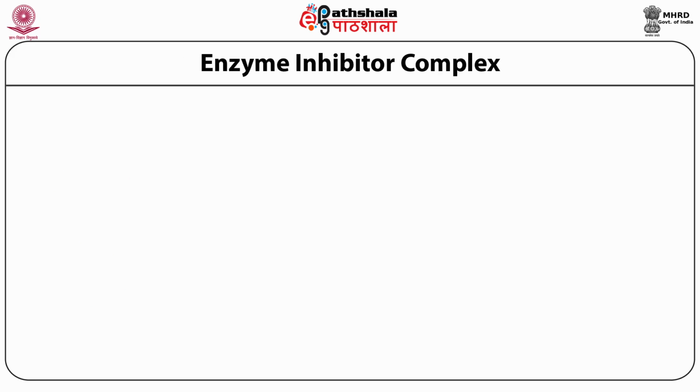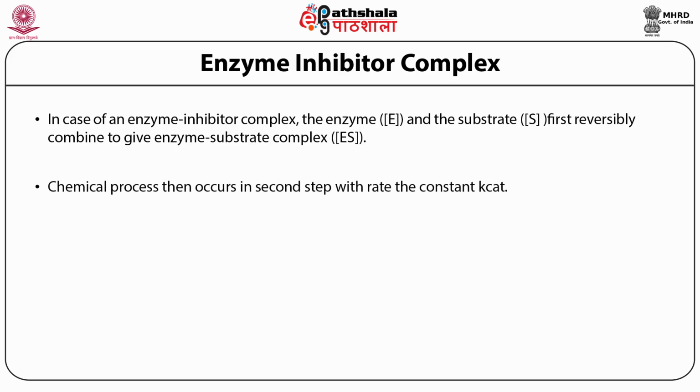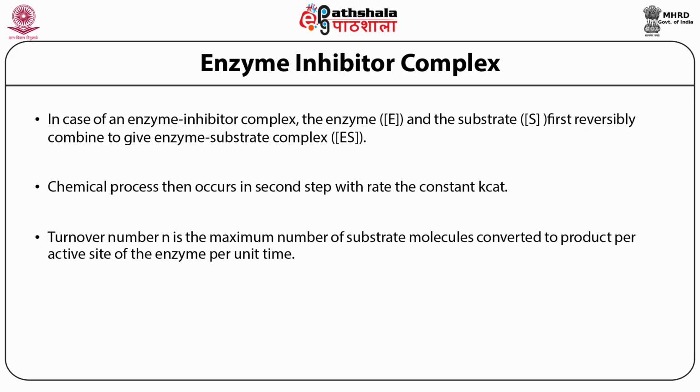Enzyme inhibitor complex. In case of an enzyme reaction, the enzyme E and substrate S first reversibly combine to give enzyme substrate complex ES. A chemical process then occurs in the second step with the rate constant Kcat. The turnover number is the maximum number of substrate molecules converted to product per active site of enzyme per unit time. So it has two rate constants: E plus S with Kd goes to ES, and with Kcat it goes to E plus the product.